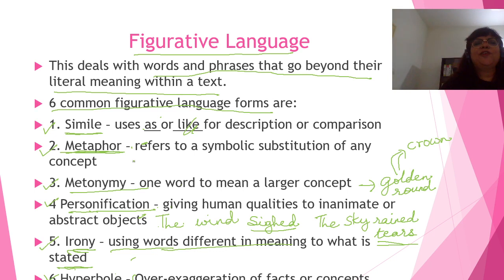But if I say, my friend was a peaceful saint. Now, when did your friend become a peaceful saint? That must be a metaphor. It seems as if the friend is like a saint, a peaceful saint. So that's a symbolic substitution without any like or any as. Right? Clear? And then metonymy. I had given an example here where I said that one word means a larger concept. So when I say golden crown, it means the crown, which refers to royalty, kingship. If you can think of any other words, you can add them to your list.